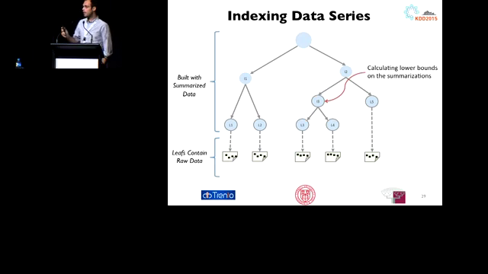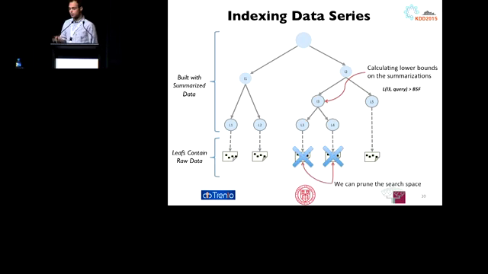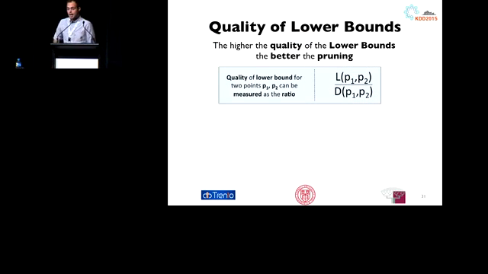We build a data structure above the summarized data, and we store the raw data on the disk. At each level of the index, we have summaries, summarized versions of the data that represent all the data below it. By calculating lower bounds on these summarizations, if this lower bound is bigger than the solution that we already have, we can prune the search space. We don't have to go to the disk and check the real distances for this data. The higher the quality of the lower bounds, the better the pruning.